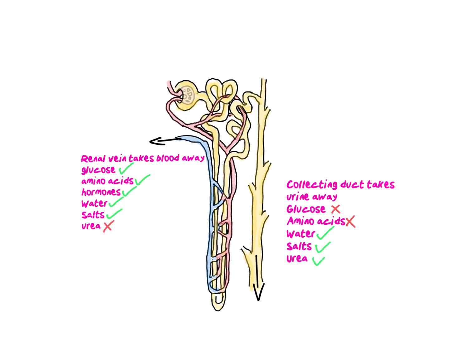So to summarise at this point, we've got the renal vein, or branch of the renal vein, taking blood away. That will be high in glucose levels, amino acids that have been reabsorbed back into the blood in the proximal convoluted tubule. We've also got water and salts that have been balanced through the loop of Henle, and we've got the urine being taken away in the collecting duct.